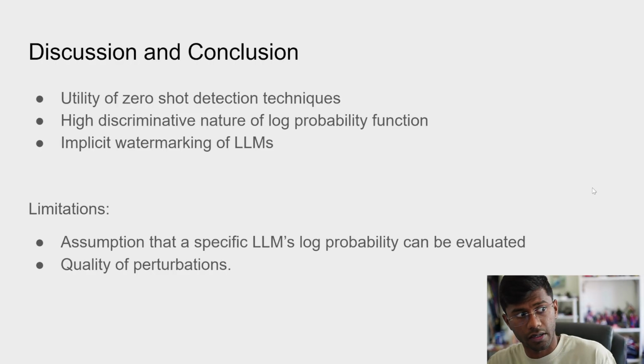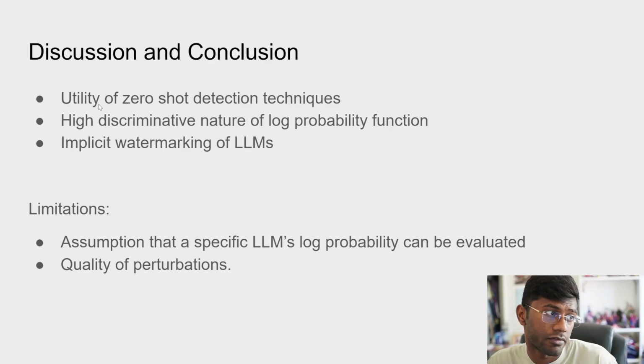And yeah, to conclude, it opened it up to other zero-shot techniques, as I said before, and explores the discriminative nature of the log probability function. So it is kind of an implicit watermark of LLMs, in the sense that LLMs are always going to be trying to generate an optimal sequence of words, a good proper sequence of words, so it implicitly watermarks its outputs as being machine generated, and that implicit watermarking lies within it, which could be exploited.